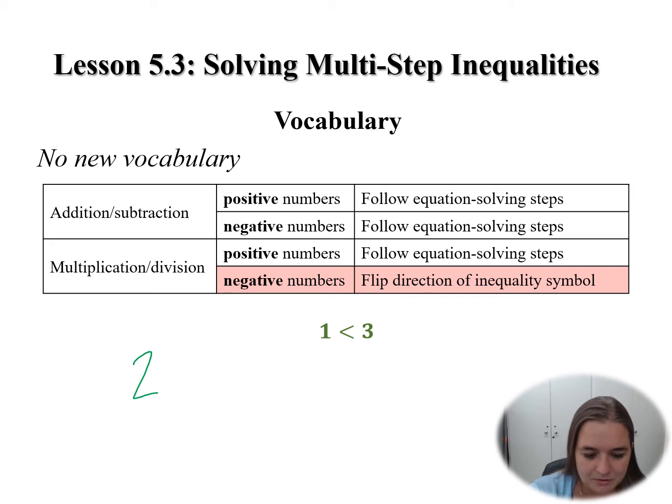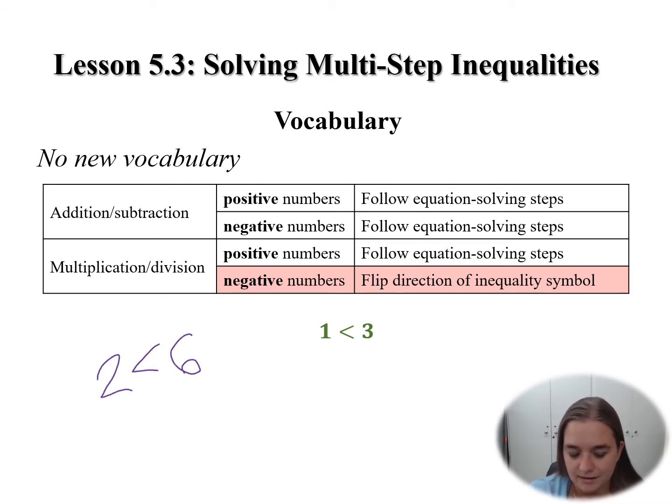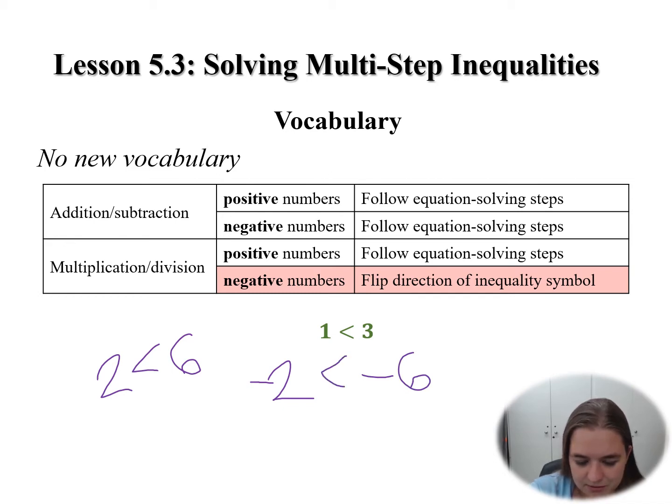If I think about multiplication and division now, well, we'll multiply by a positive 2. If I multiply both sides by a positive 2, I get 2 is less than 6. I still agree. But if I multiply both sides by a negative 2, I get a negative 2 and a negative 6. My original symbol here shows me that negative 6 is greater than negative 2.